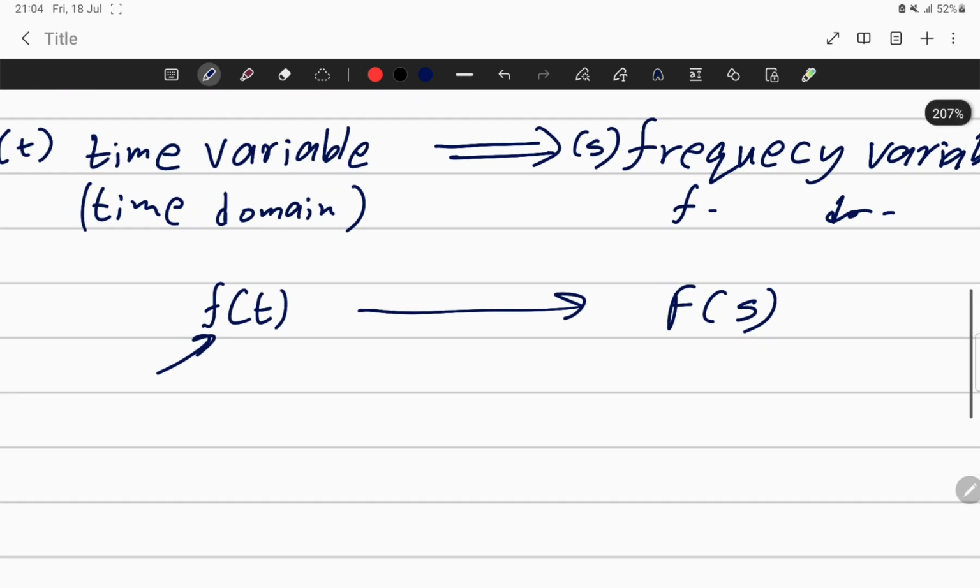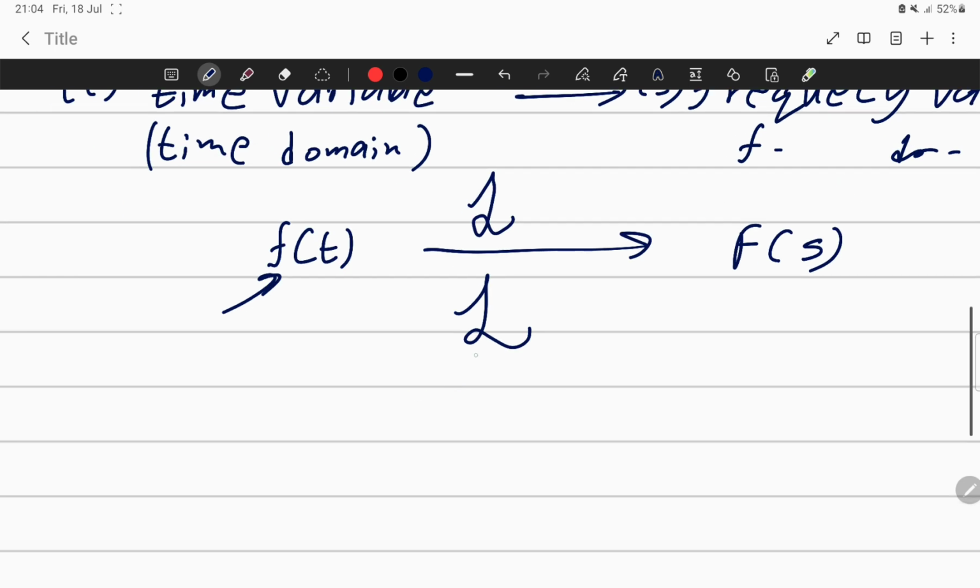So basically I can change this by Laplace. Laplace is denoted by a curly L. I can write this as this. Okay, so this is the Laplace notation, right?